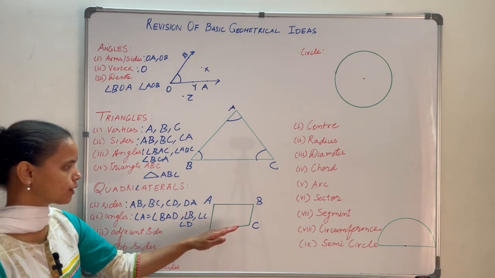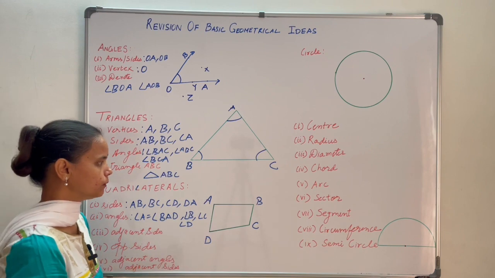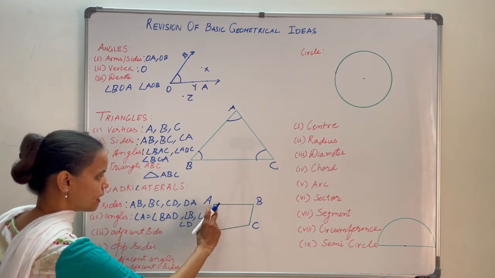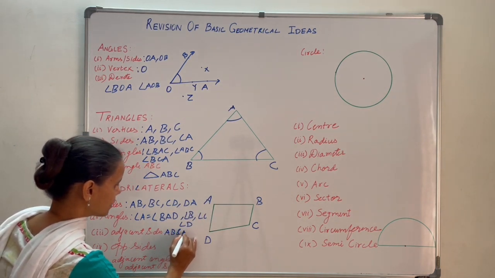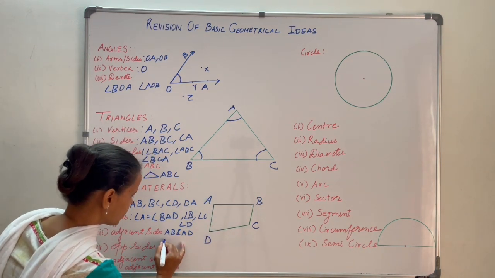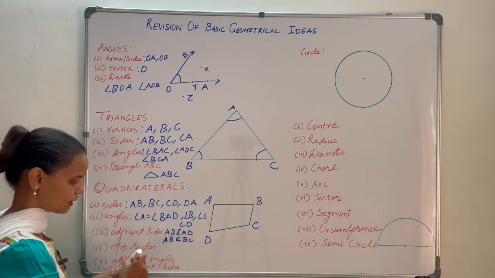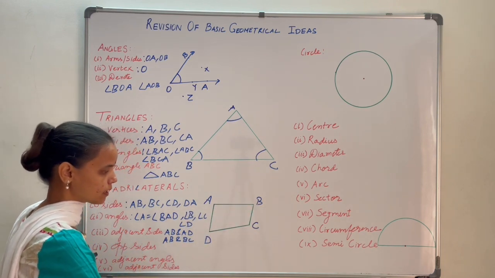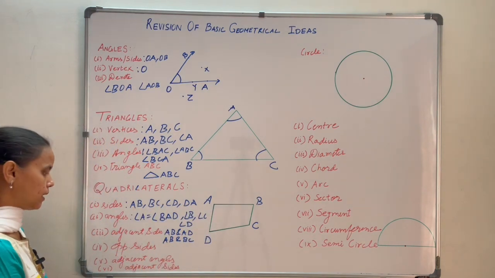Adjacent sides. Adjacent sides will have one endpoint in common. So what are the adjacent sides here? AB and AD are the adjacent sides. If you take now point B, AB and BC are the adjacent sides. Similarly, if you take point C, BC and CD are the adjacent sides. If you take point D, CD and DA are the adjacent sides.